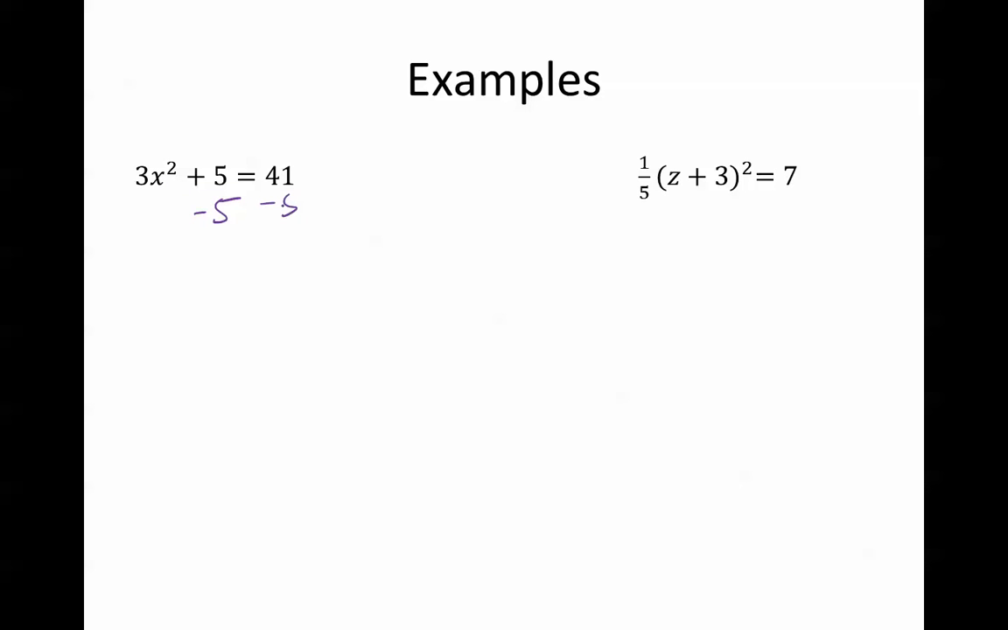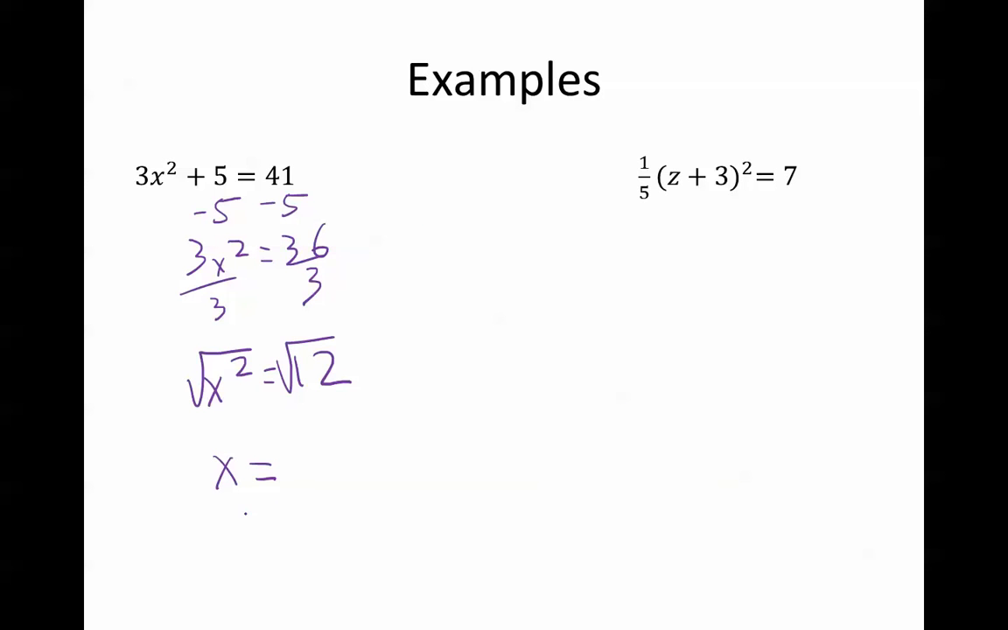So we do that the same way as before. I'm going to subtract 5 from both sides, get 3x squared equals 36. I'm going to divide by 3, and I'm going to get x squared equals 12. Now, I'm not done because this is x squared, and I need it to be x. So what operation is the opposite of squaring? That is the square root. So I square root both sides, and I get x equals.